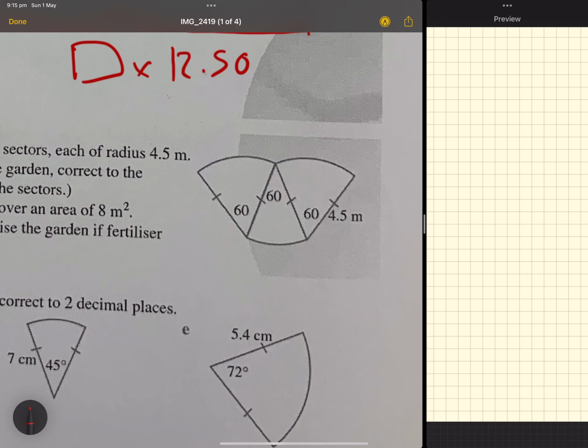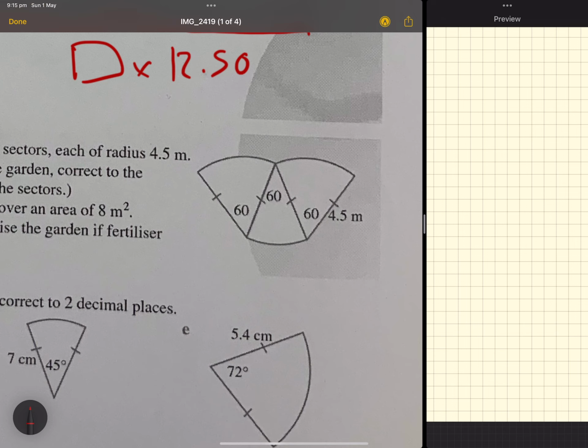Now, you see how these ones, they all have a dash there? It means that they're all the same length. So, that means that this sector has a radius of 4.5 meters, same as the others. Each sector, okay, there's 3 sectors. If they all have the same radius, then we can just combine all the sectors together and make one big sector, like this.